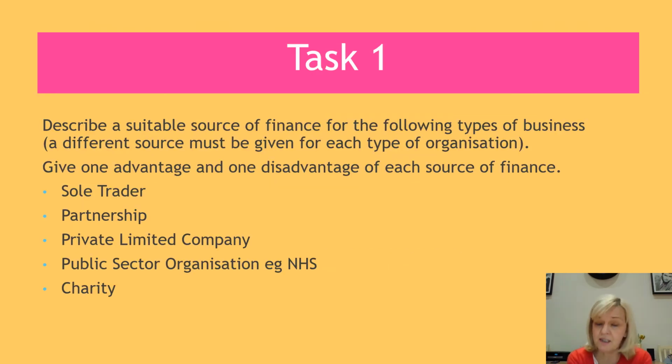Now we're going to complete a task. What you're going to do is describe. Remember, the command word describe means a detailed description, and that means we're looking for at least a sentence for each type of finance, source of finance available, with a different source for each one. So for example, the source of finance you choose for a sole trader has got to be different from a partnership, and so on. For each source of finance, also, I would like you to give one advantage and one disadvantage of each. And when you've completed the task, then please send it to your teacher.